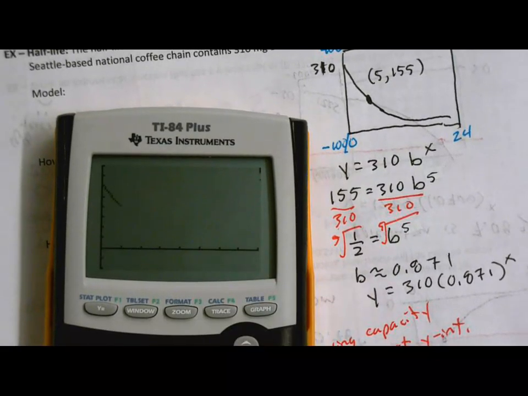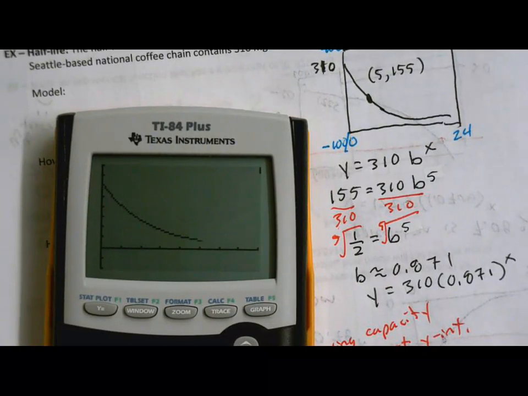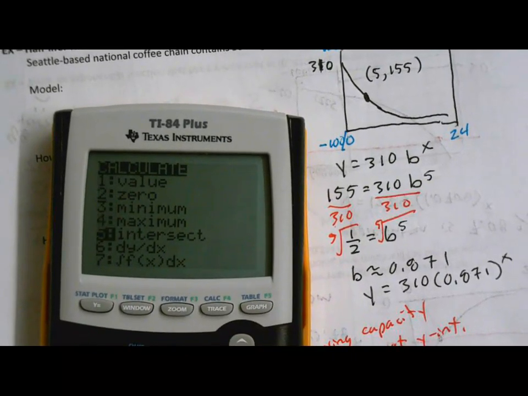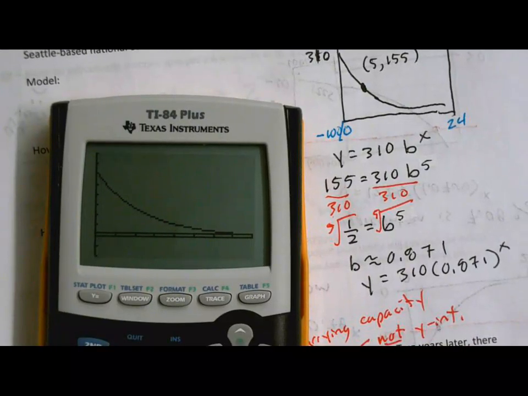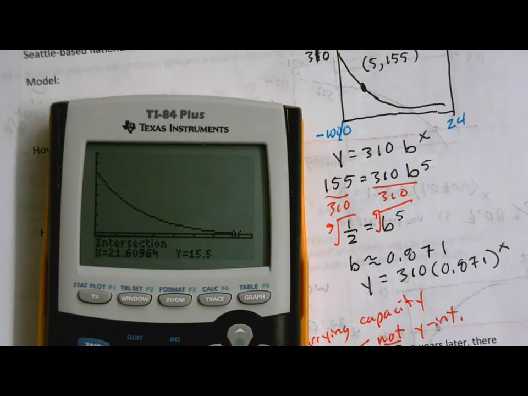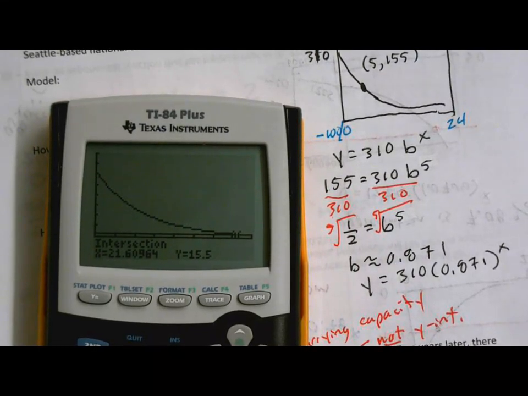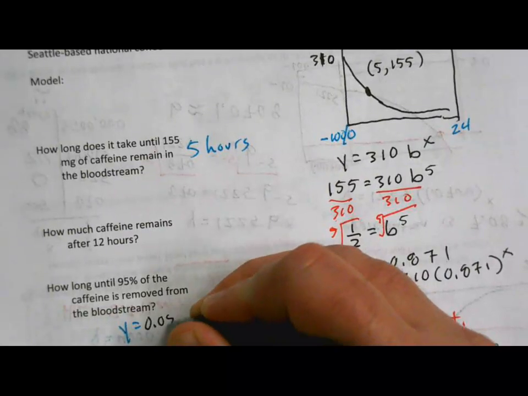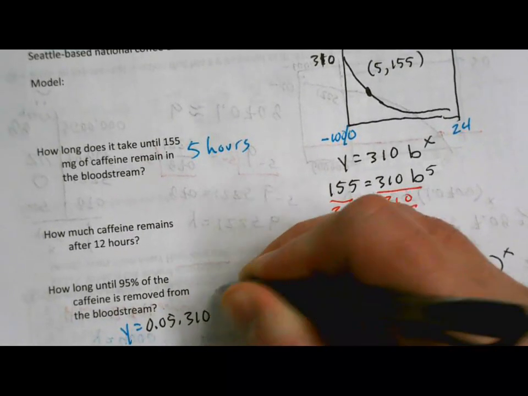Okay, fingers crossed. Are we seeing what we want? Yeah, it's pretty good. Are we going to get an intersection? Ooh, it's hard to tell if the intersection happened there or not. It did? Second calc, intersect. If it gives you an error when you try and intersect, that might be because your intersection's off the screen. Ours is just on the screen. 21.6 hours is how long to remove 95% of it.